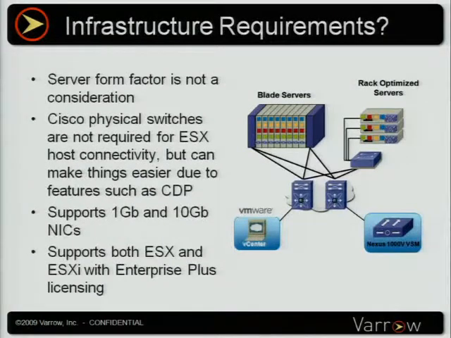So one of the first questions most people ask when we start talking about the 1000V is what's required? What does it take to do it? Server form factor doesn't matter. The 1000V runs on ESX and runs as a virtual appliance, and we'll get into that in a minute. But form factor doesn't matter. Blades, racks, it doesn't care. All it cares about is it's running on a server that's supported by vSphere, and it sees network interface cards that are also supported by vSphere. So it doesn't run its own NIC drivers, doesn't do anything like that.